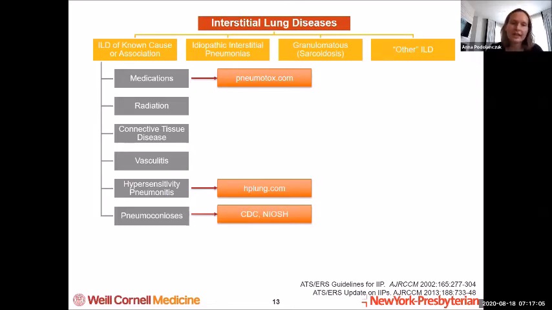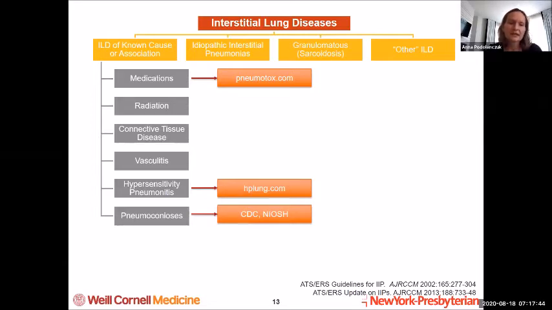Then there's connective tissue disease associated ILD, or CTD-ILD. And when we talk about this, again, there are many different connective tissue diseases or autoimmune diseases that can cause or be associated with ILD. Some of the more common ones are rheumatoid arthritis and scleroderma, but there's also myositis, like dermatomyositis, polymyositis. Lupus is less common, but ILD can also be seen in that. Vasculitis, very similar to connective tissue disease, can be associated with interstitial lung disease.